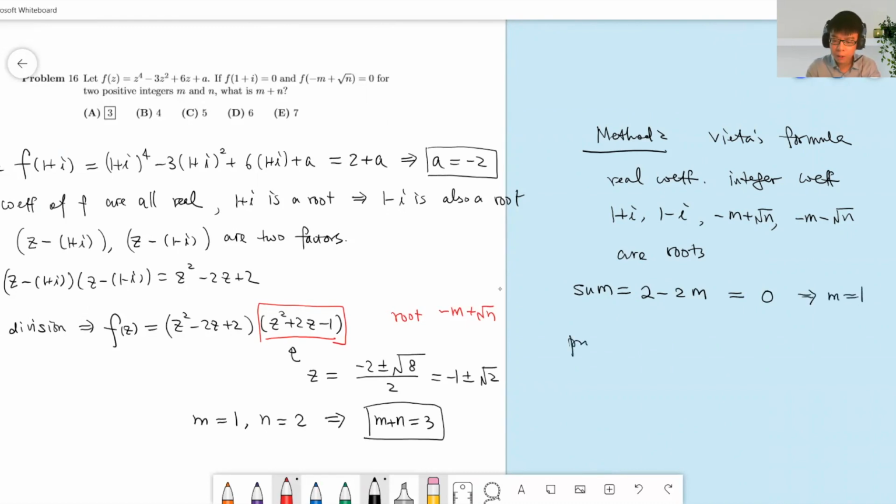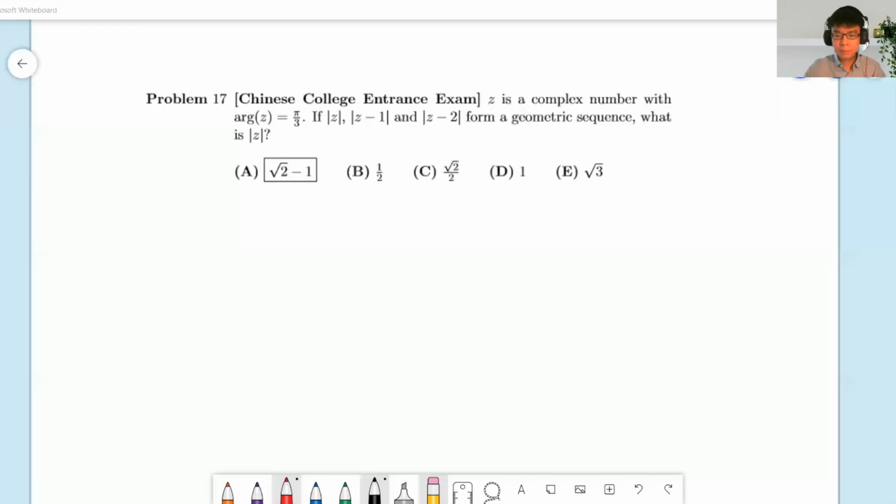Also, we can find their product. Their product equals 2 times m squared minus n. By Vieta's formula, that is a, and a equals minus 2. From here, because we already solved m, we can solve n equals 2. Also, we find m plus n equals 3. Either method works. The answer is 3.